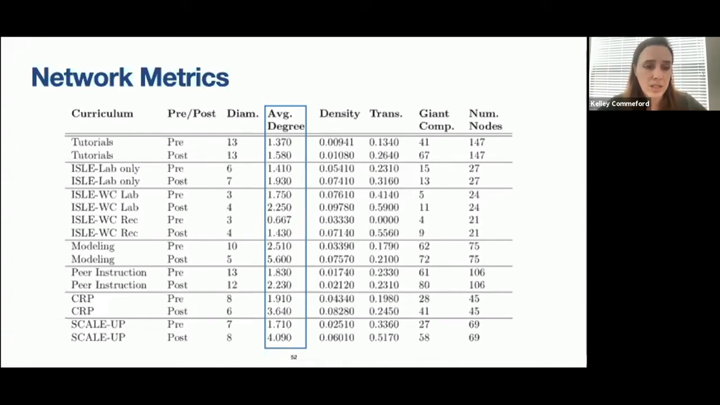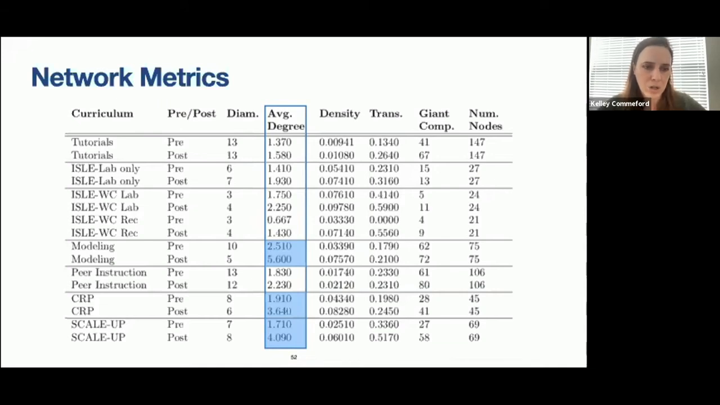We do notice, however, that the largest gains in average degree occurred with modeling instruction with a gain of just over 3, scale up with a gain of about 2.5, and context-rich problems with a gain of just shy of 2. So the remaining curricula had gains ranging from 0.2 to 0.75, which averages less than 1 new connection per person throughout the term.